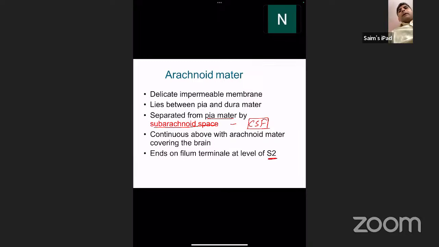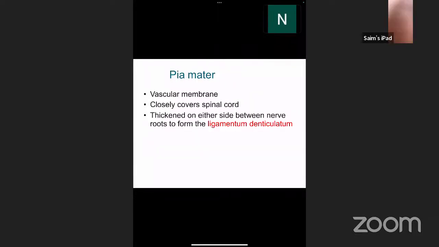Okay, the filum terminale, you remember, is attached to the coccyx. The arachnoid and the dura mater, I told you, end at the level of S2 by forming a dilatation, and that is called the lumbar cistern. Likewise, the pia mater is the innermost, vascular membrane. It covers the spinal cord, thickened on either side between the nerve roots to form the ligamentum denticulatum that we have already discussed.